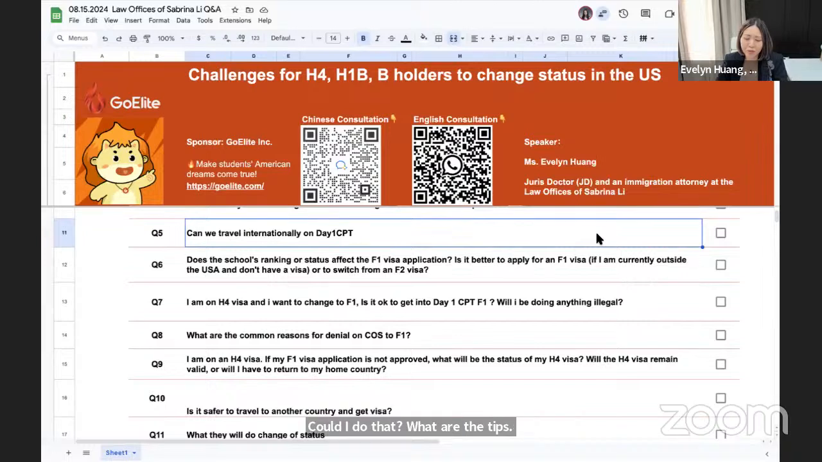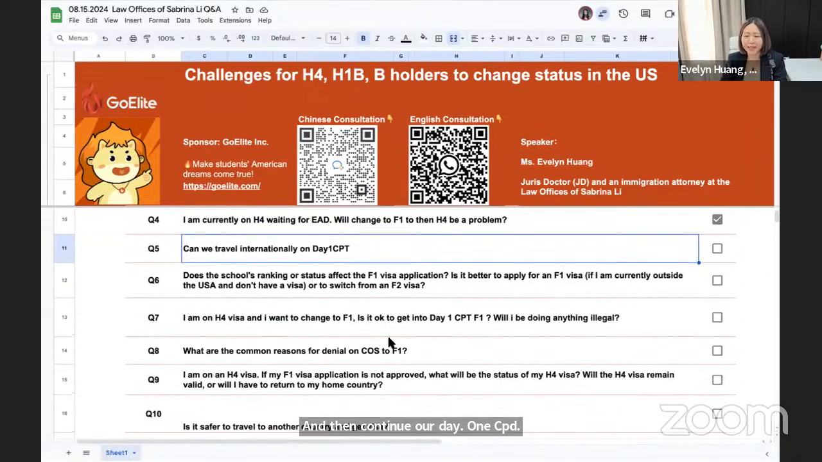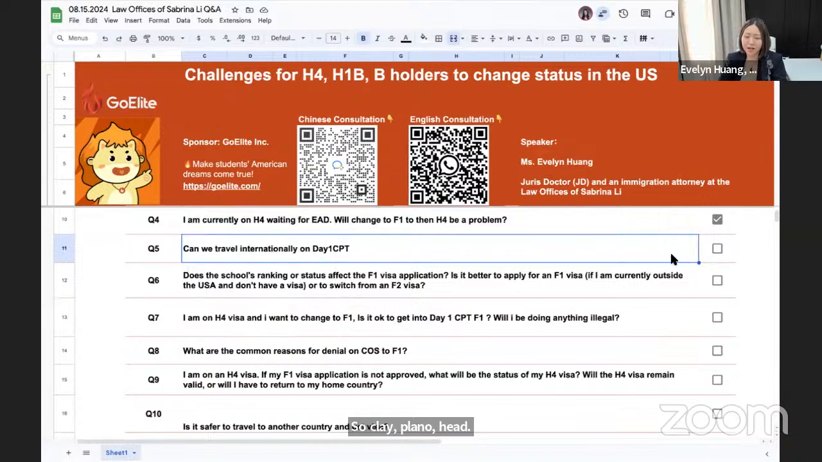Change of status is just a way you get to your F1 status, right? It's no different than if you directly applied for F1. But if you do travel, remember, you will have to get your visa in order to come back to the States and then continue your day one CPT or your employment. So plan ahead, have a good schedule, check the consulate in your home country, and make sure you get your visa interview appointment set before you go.